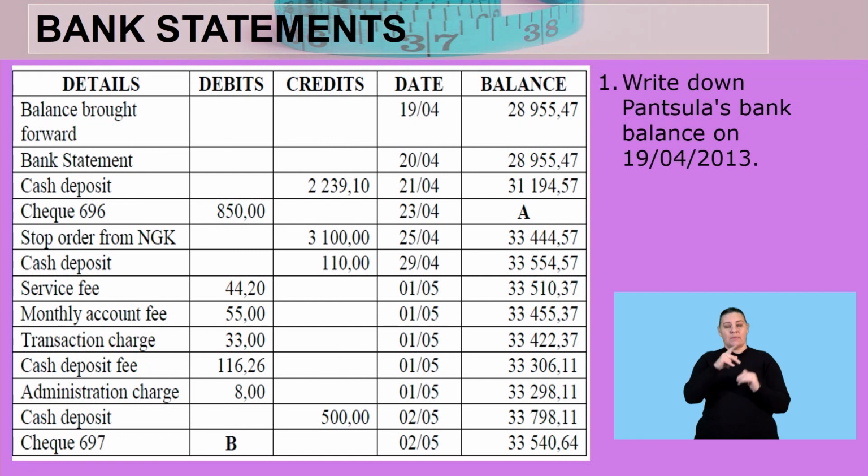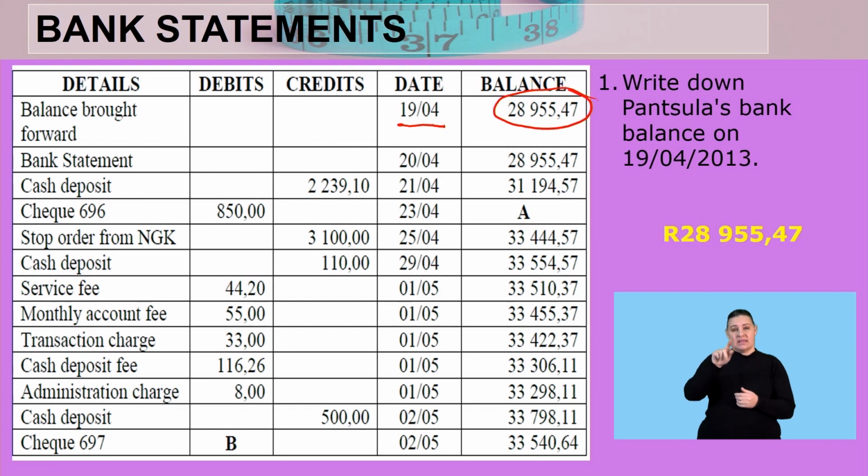Write down Pansula's bank balance on 19/04/2013. So, here's the date, 19 of the 4th. The bank balance, there it is, 28,955 rand 47 cents. Nice work. Let's move along.